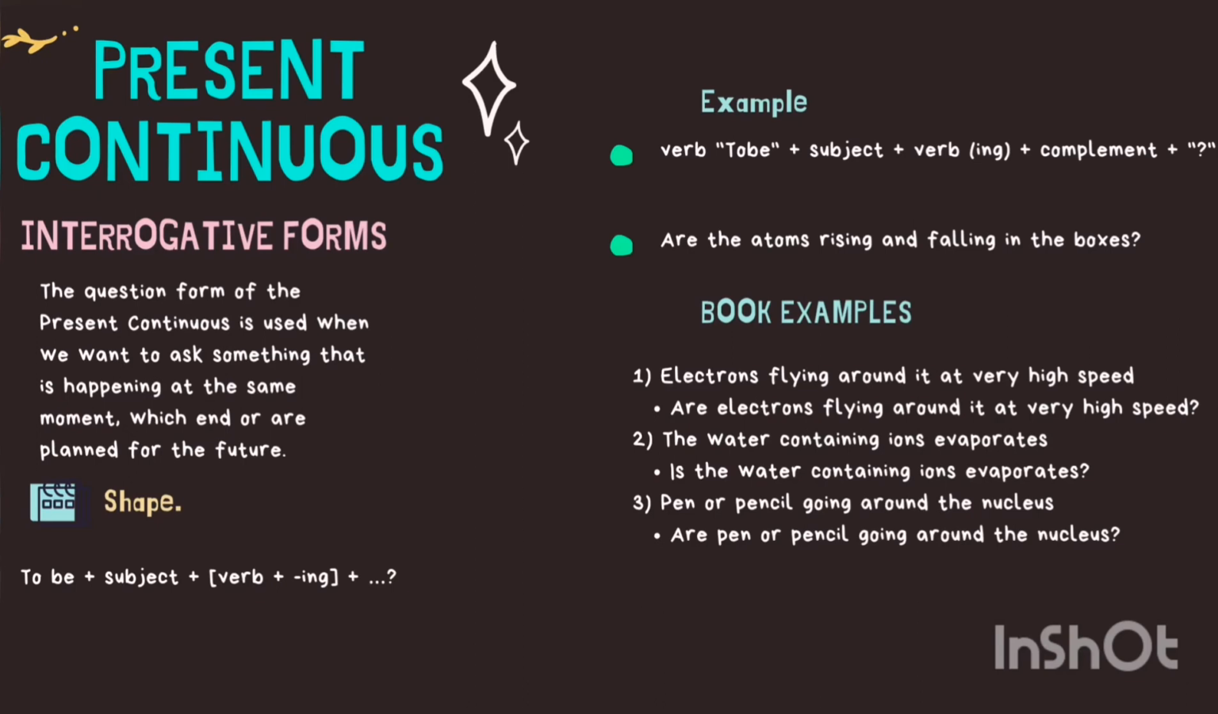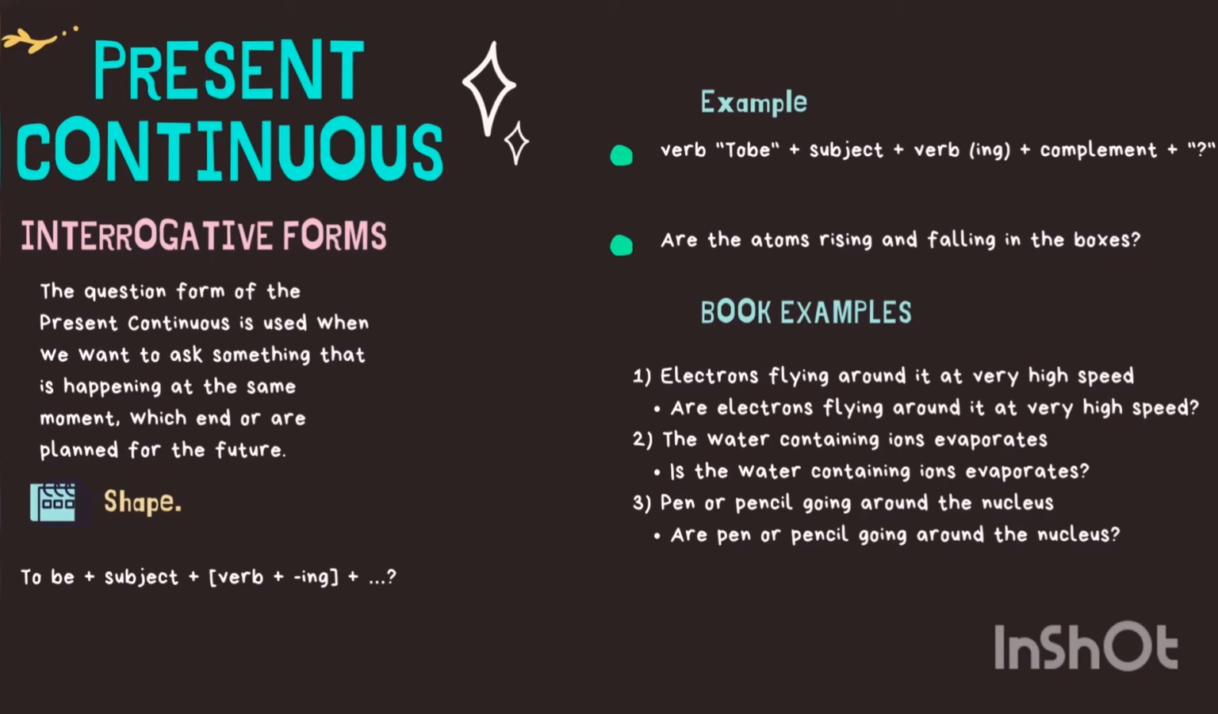Present continuous interrogative form. The question form of the present continuous is used when we want to ask something that is happening at the moment, or that is planned for the future. The structure is verb to be, plus subject, plus verb with ing ending, plus complement and question mark. For example, the atoms are rising and falling in the boxes. The interrogative form is: are the atoms rising and falling in the boxes?